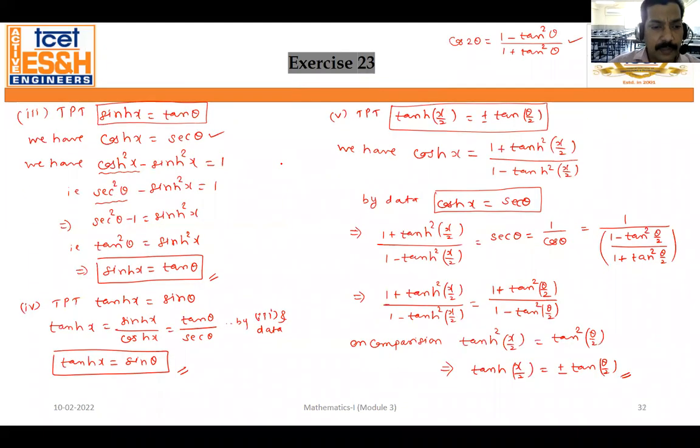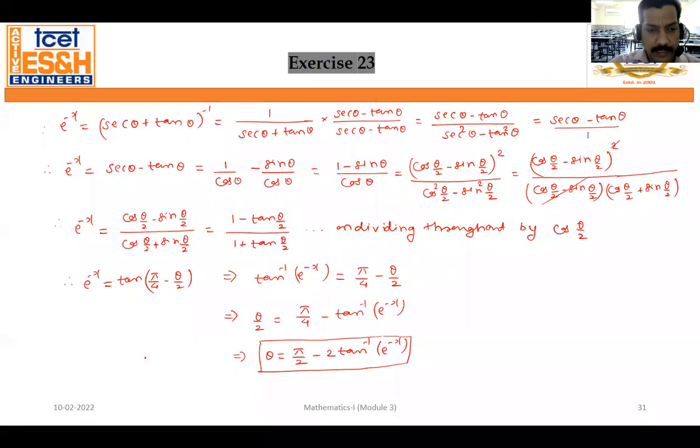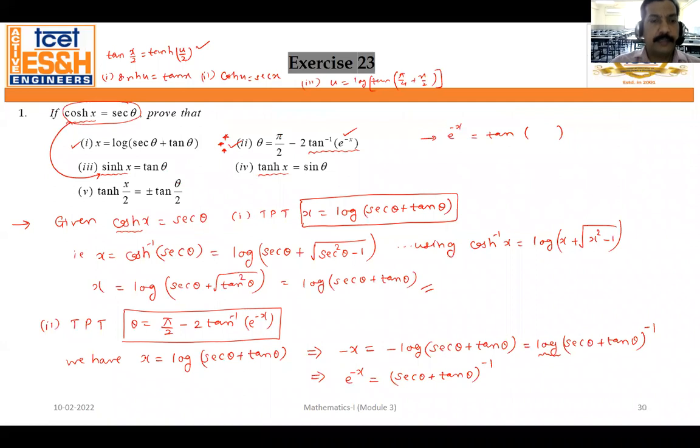देखो. Now to prove that tan hyperbolic of x is equal to sin theta, tan hyperbolic of x हो गया sin hyperbolic of x upon cos hyperbolic of x. By result 3, sin hyperbolic of x is proved as tan theta and given data cos hyperbolic of x is equal to sec theta. So tan theta upon sec theta gives me sin theta. That is my fourth result. Okay, that is my fourth result.